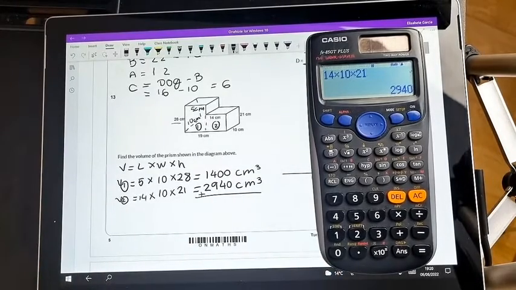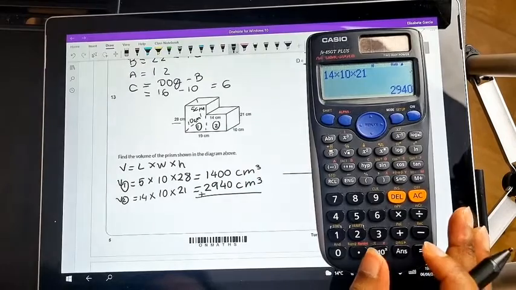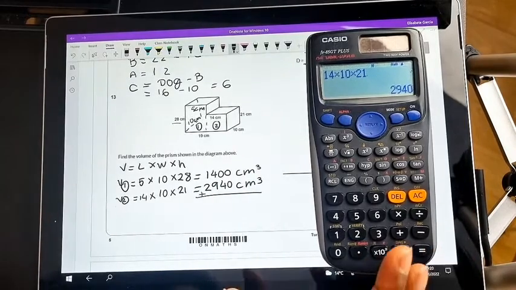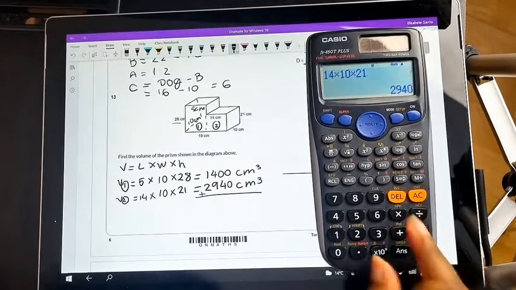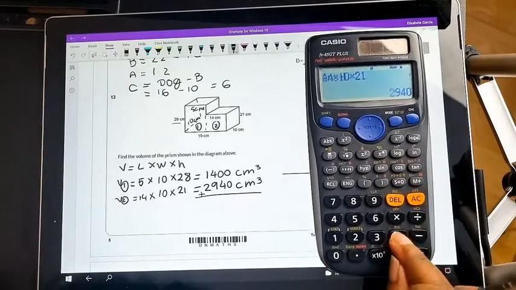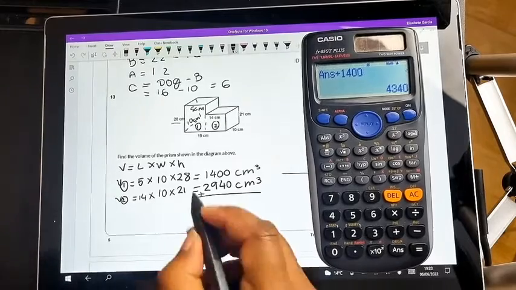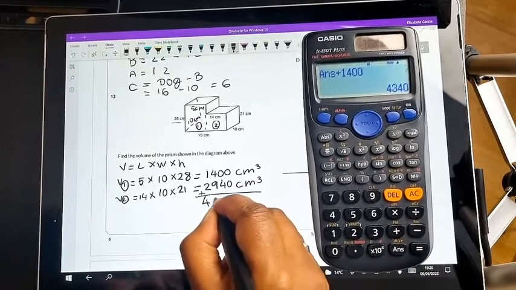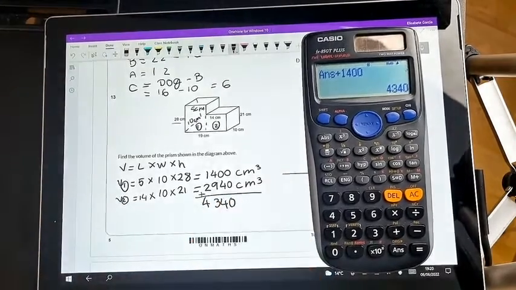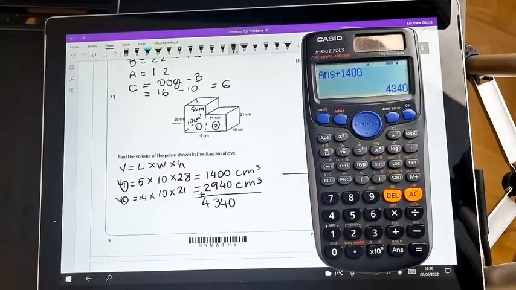Add them together. Oh, that's all you have to do. So we're finding the volume of this prism, okay? Add them together. So I have the last answer. I just need to add 1,400. Hopefully I didn't touch any of the buttons. And we have the answer 4,340, okay? If we're happy with that, let's move on.